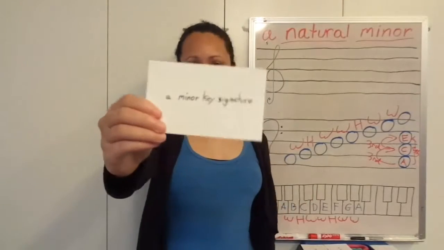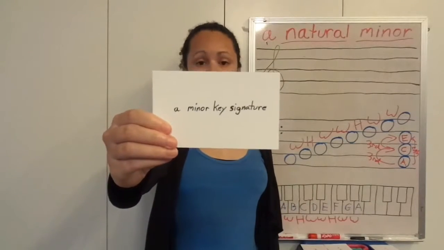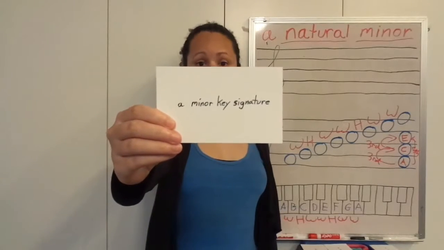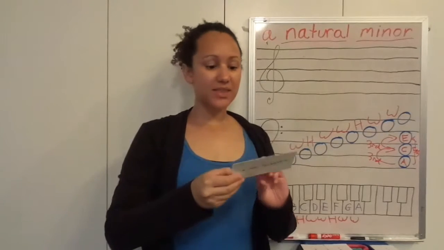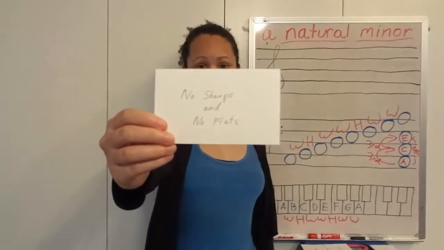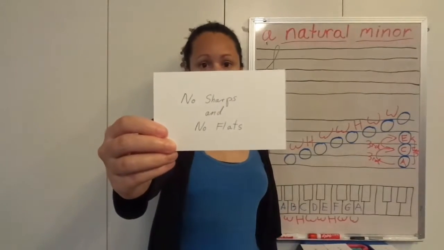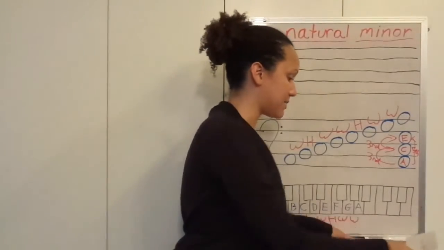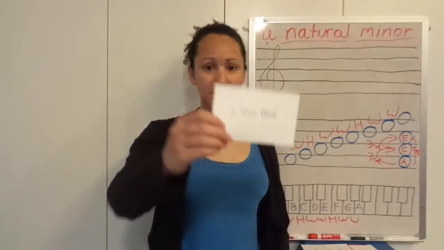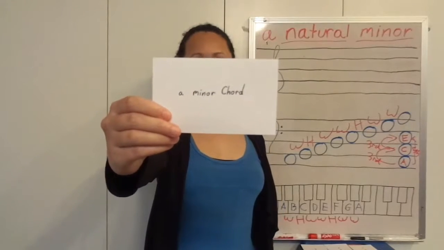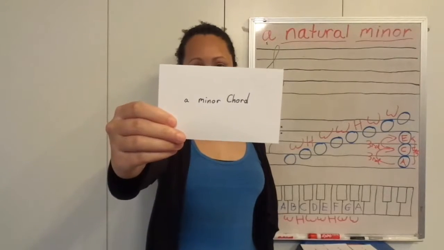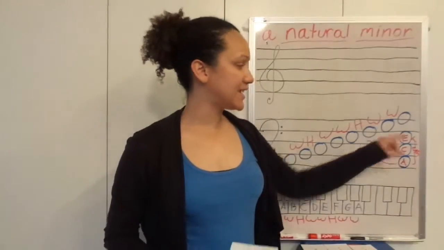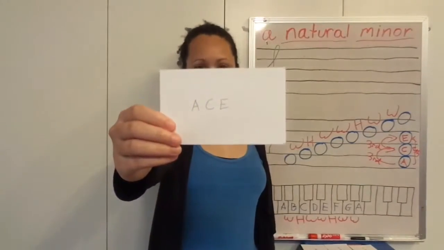And then the minor key signature. That's the sharps or flats at the start of the piece that tell you what the key is. And this one is no sharps or flats. So there's none of them. No sharps and no flats. So it's actually relative to C major. Think about them as cousins. And then A minor chord. And our A minor chord, that's this one right here, A, C, E. So go ahead and put it out, A, C, E.